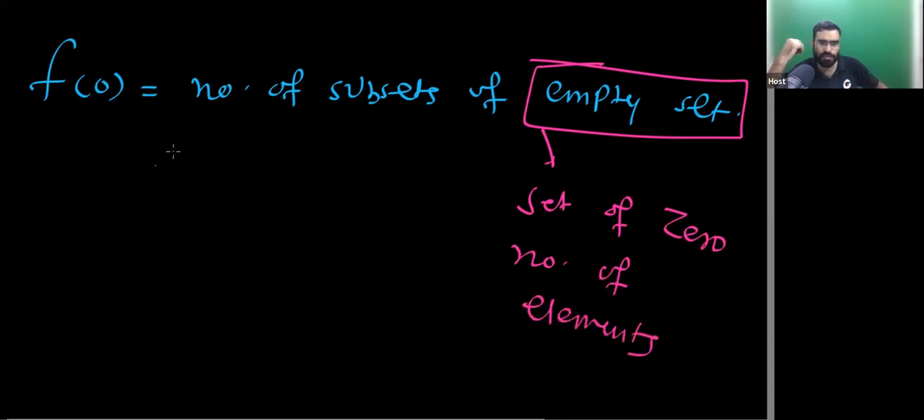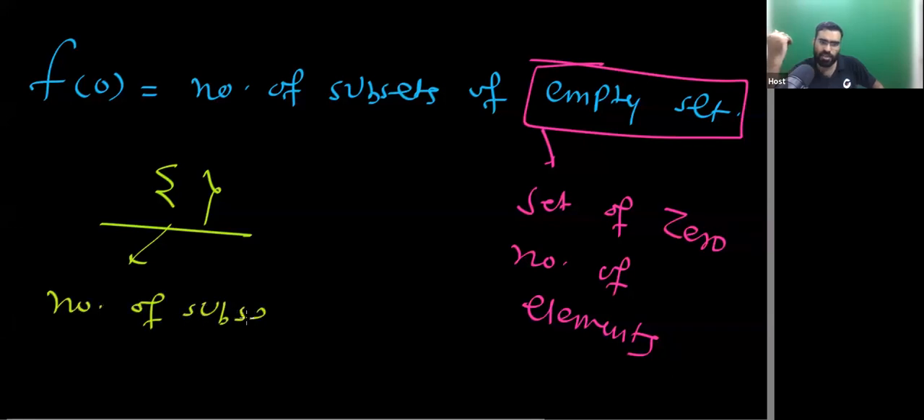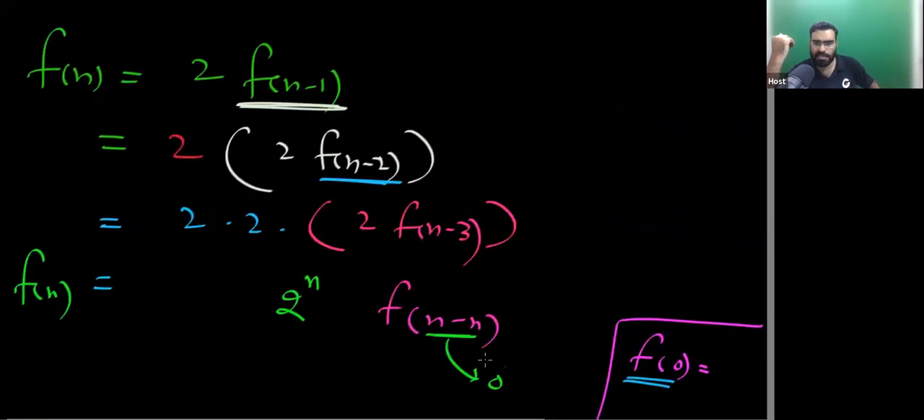So what is the number of subsets? Tell me. For this empty set, how many subsets can you create? Only one subset you can create, that is the empty set itself. The number of subsets will be 1, and that is the empty set itself. So ultimately I can say F0 equals 1. So your final answer will be what? Fn equal to 2 power n.